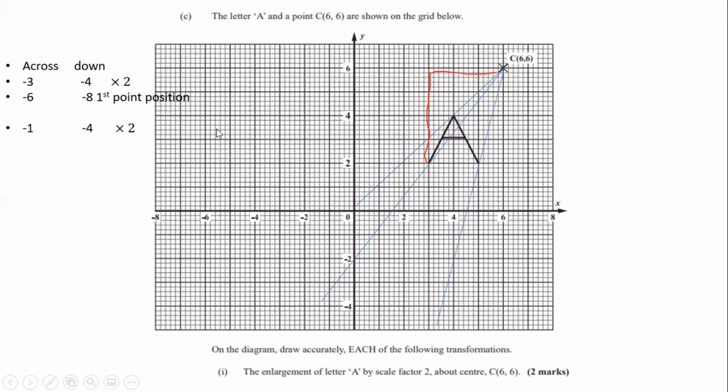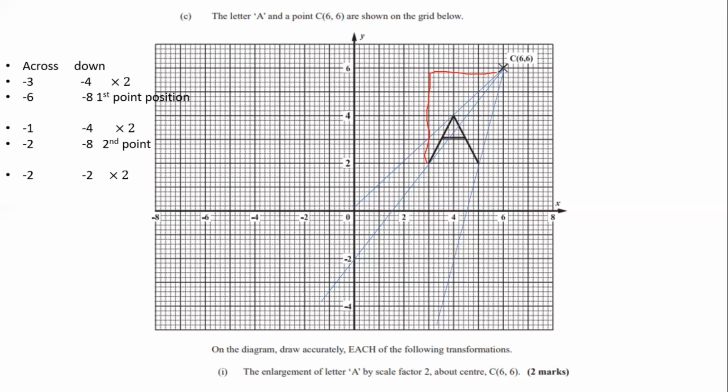And we're taking a similar approach with this second point here. What we're checking from the center is -1, so 1 across, and 1, 2, 3, 4 down, so -4. It is this -1 and -4 that we're going to multiply by 2, which is the scale factor. And what we'll get is 2 multiplied by -1 to give us -2, and 2 multiplied by -4 to give us -8. And this gives us the position of the second point, not the coordinate, so bear that in mind.